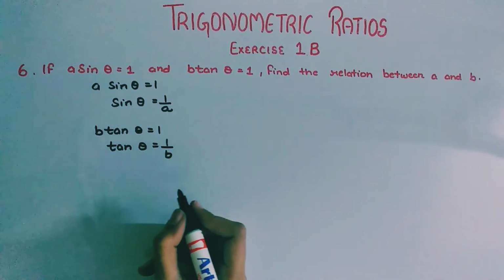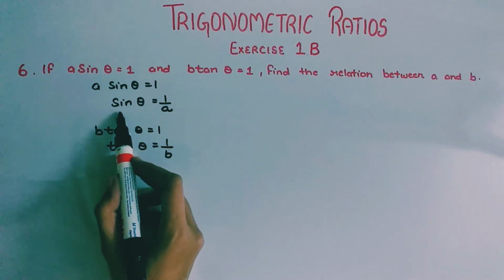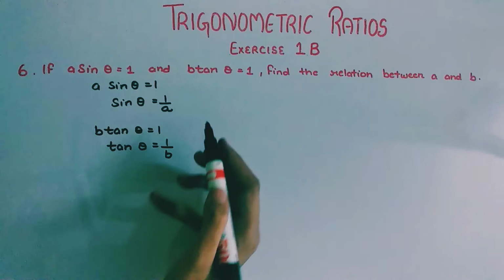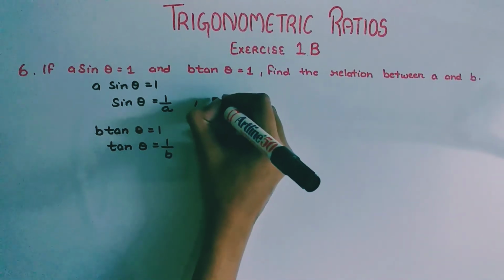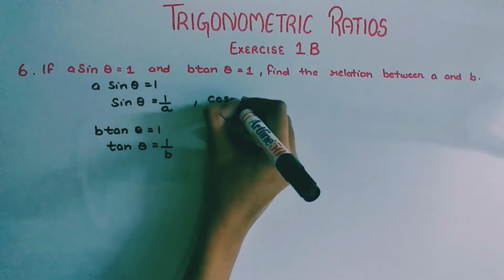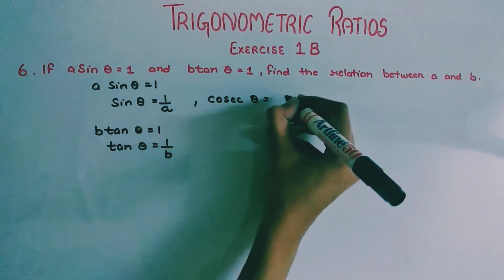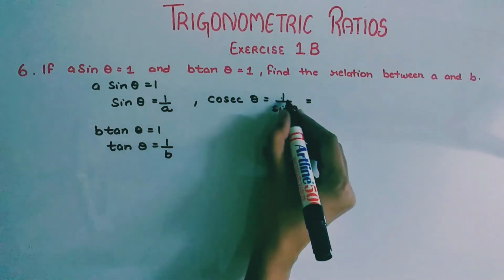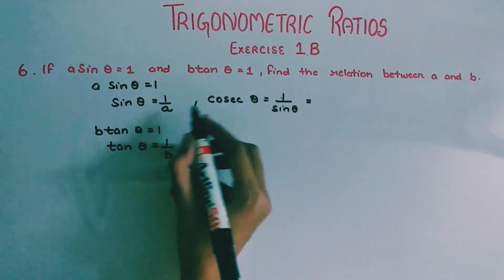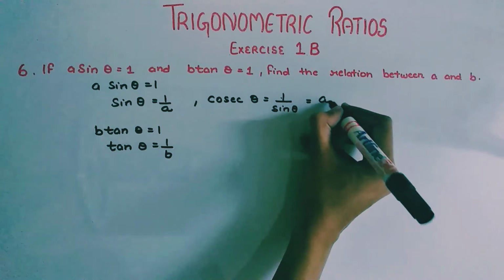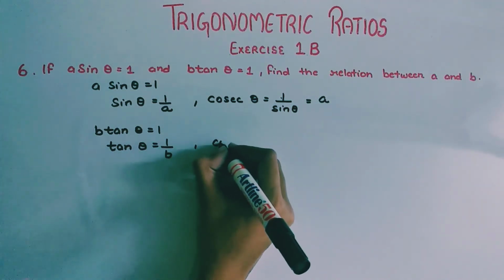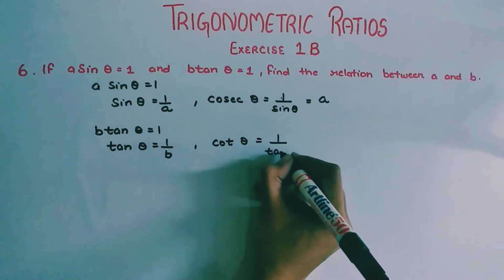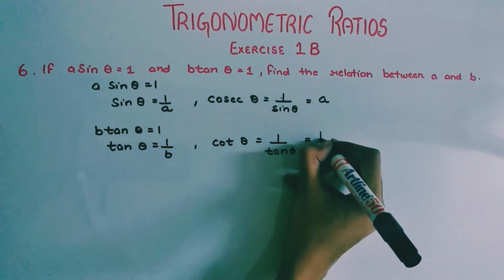Now we know that we have no direct trigonometric relation between sin theta and tan theta, so we need to change both of these. We know that cosecant theta is reciprocal of sin theta, hence cosecant theta is 1 by sin theta, and sin theta is 1 by a, hence value of cosecant theta is a. Similarly, cot theta is equal to 1 divided by tan theta, hence value of cot theta is b.